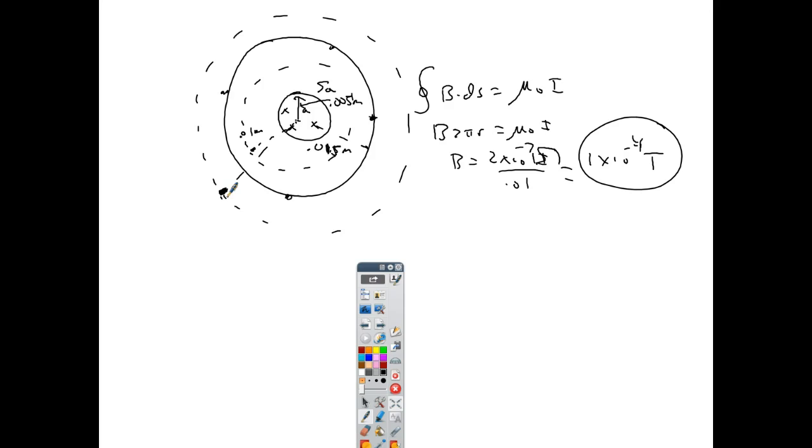Now the question is, how much current do I have? If 5 amps is going through this middle wire, and 5 amps is coming back in this outer shell, is it 0? 5 this way, 5 that way, I got 0. That's what I like to hear. Net current's going to be 0. So B equals 2 times 10 to the negative 7 times 0 over 0.02, and I get 0 Teslas.